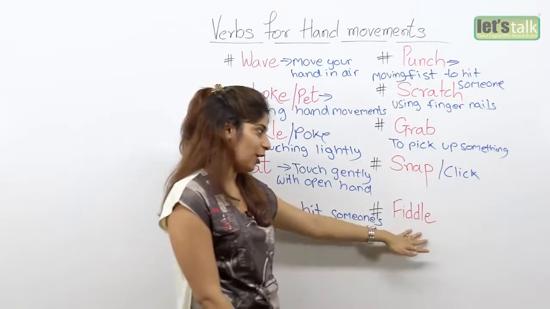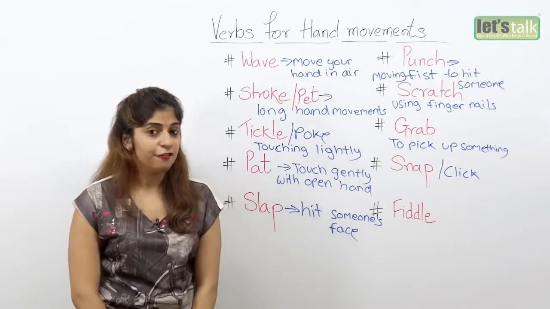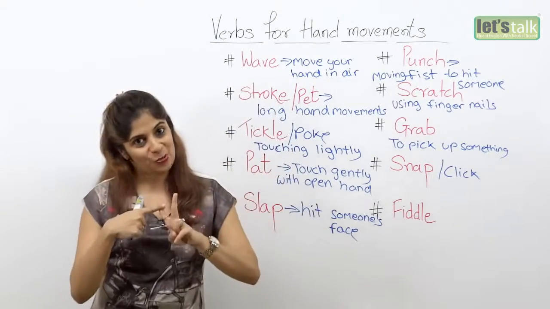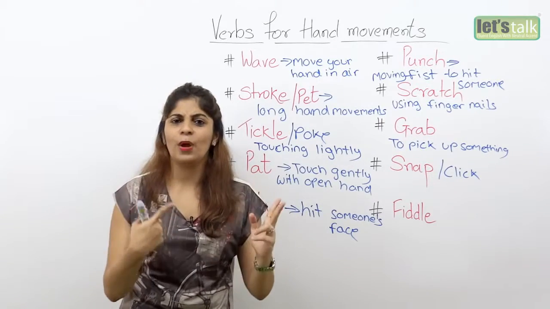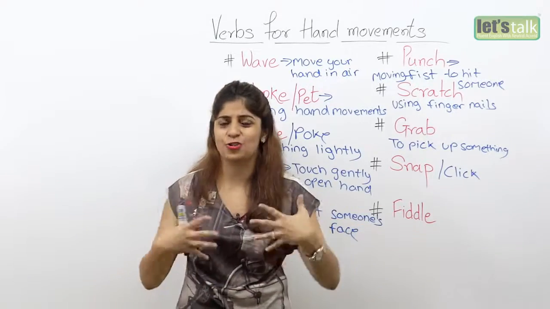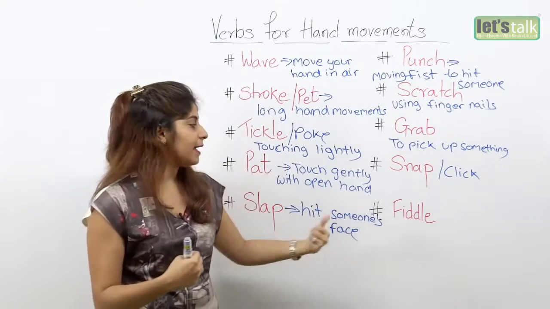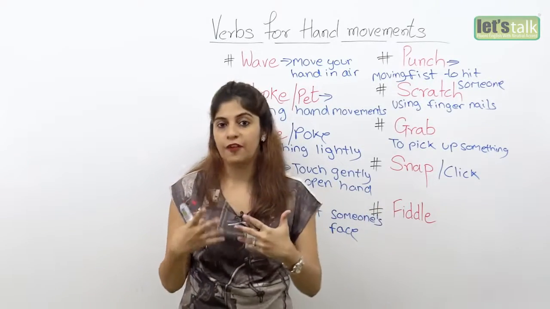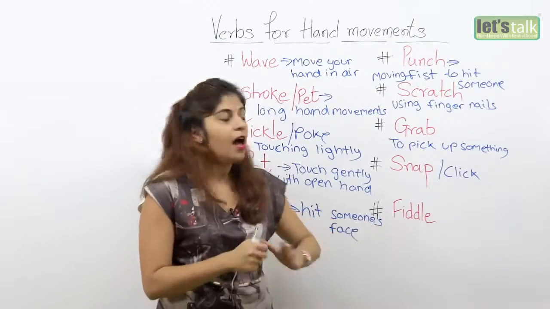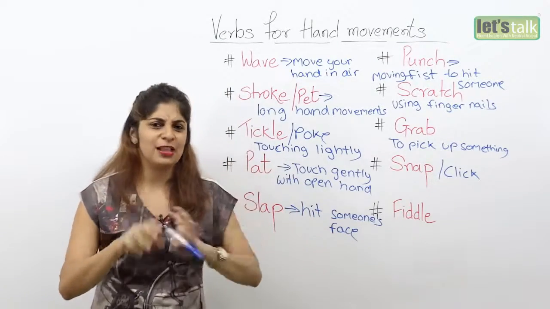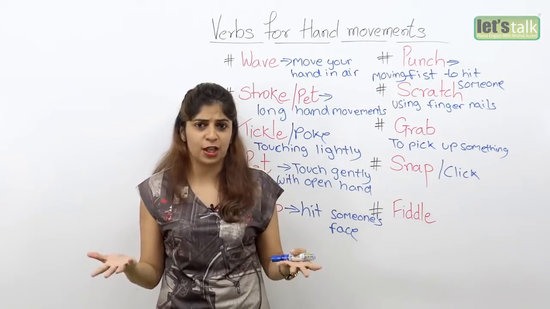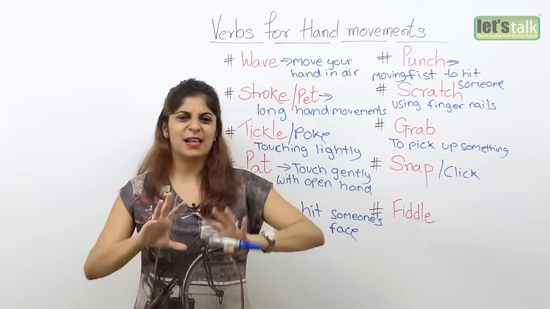And then the last verb that I have for you is fiddle. Now, fiddle has two meanings. The first one is when you play a violin. Okay, so when you play a violin, it's actually called as fiddling. And another meaning to this verb is you tend to touch something every now and then without any specific reason. Like there's no purpose of touching, but you tend to touch something or the other.